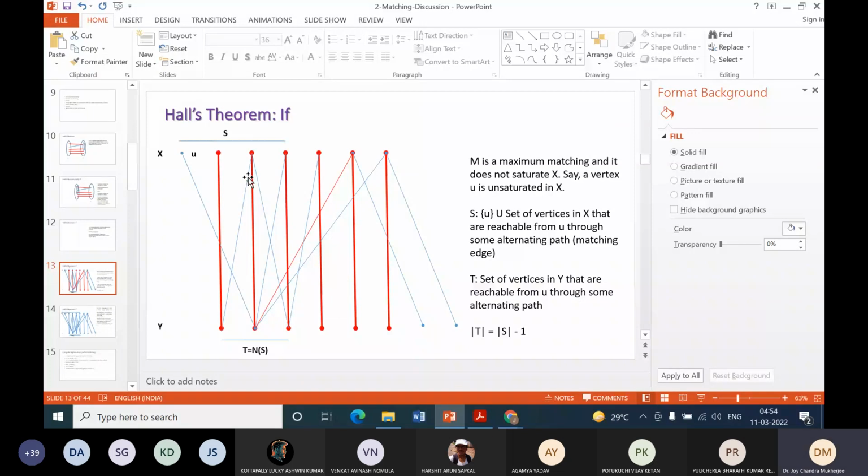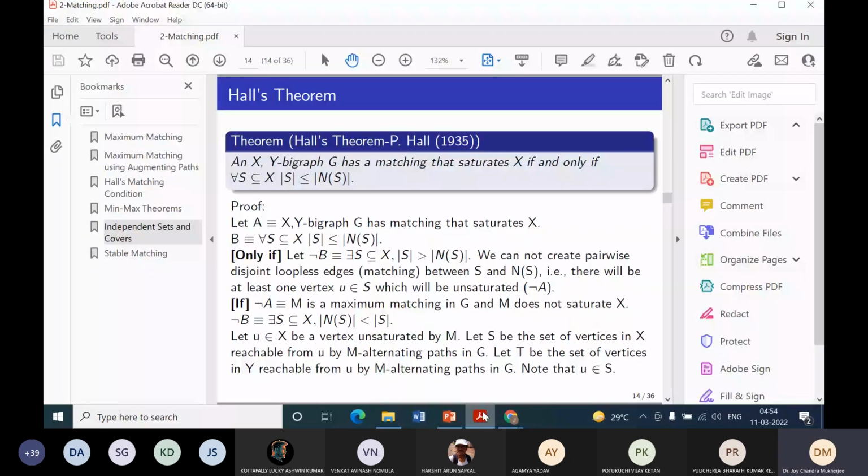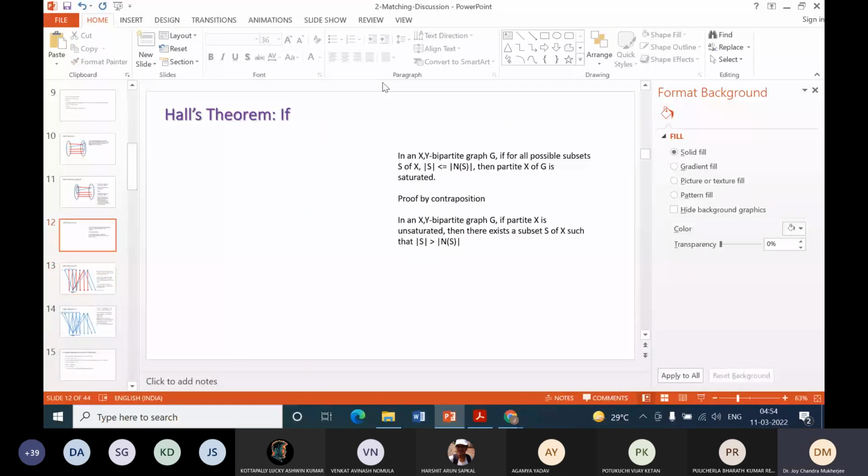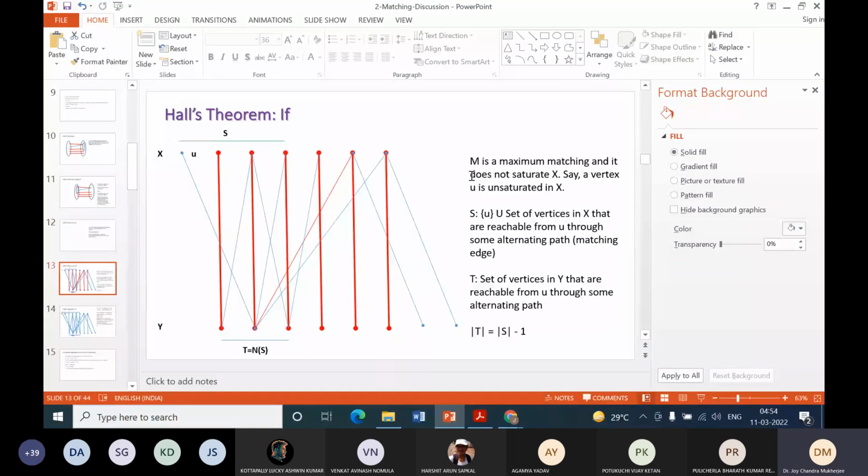Then what do we have to prove? We have to prove that there exists a subset S of X such that |S| is greater than |N(S)|. So how will I create S? I take a maximum matching of this graph such that this maximum matching doesn't saturate X. So in this graph, U is that unsaturated vertex and all other vertices are saturated.